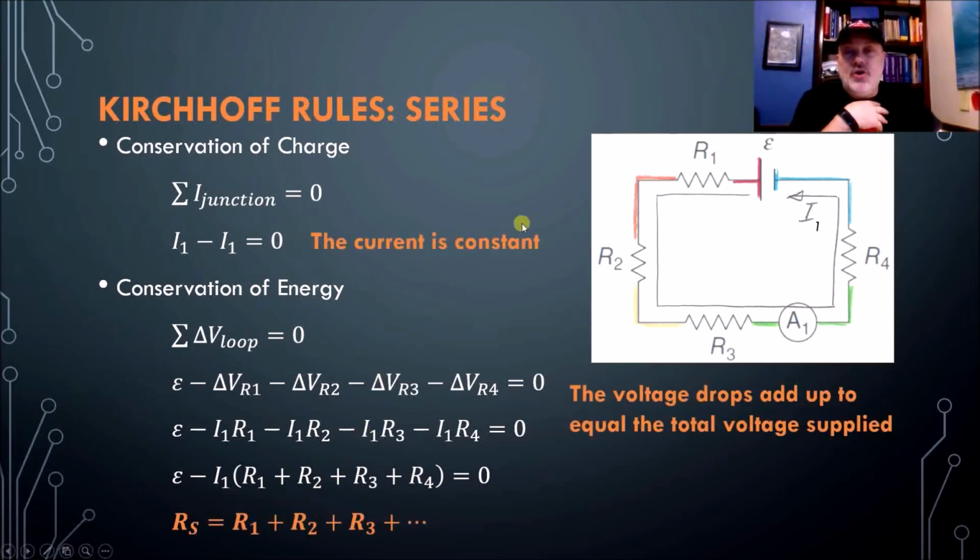So, current is constant in series, the resistors in series all add up, and the voltage drops add up to equal the total voltage supplied in the circuit. That's what Kirchhoff's rules tell us about series. When you're on the test, please reference Kirchhoff's rules and try to avoid the words series and parallel as much as possible. Instead of series, say one pathway. Instead of parallel, say these two components have the same potential difference.